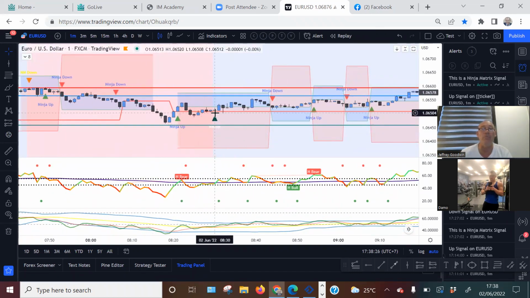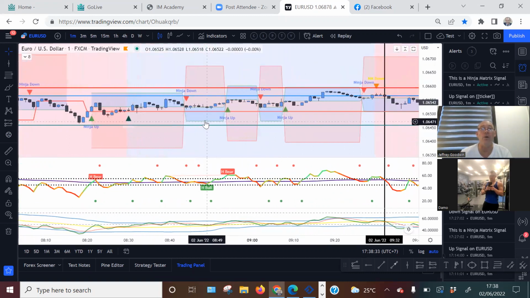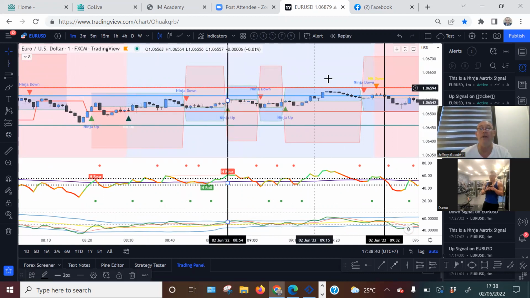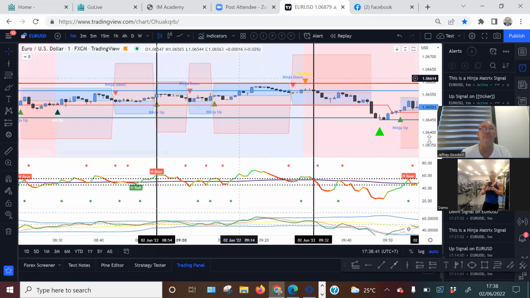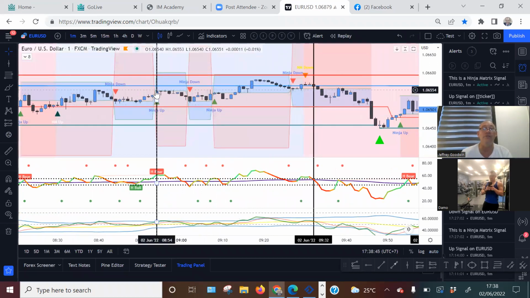We're getting Ninja up. That's before. You may take it, you may not, but it was before, so probably not. You ignore that one, but it's a seller looking for buys. Let's look at this one here. We get the Ninja up there. First of all, you see it's at the same price. It's going straight across. It's above the line. So potentially, you could have been in that.